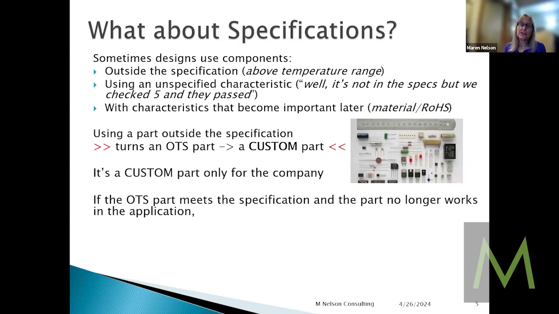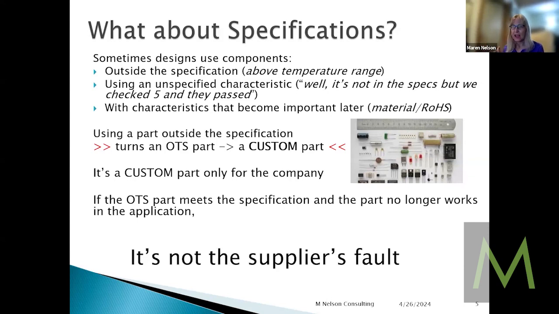So if the supplier makes a change and the off-the-shelf part they're shipping still meets their specification, but that part no longer works in your application because you're using it outside the spec, it's not the supplier's fault. It's not the supplier's problem. I have on numerous occasions had many people in the company say, but we're ordering the same part, we're ordering this off-the-shelf part. And when you dig into it, they're using it in a way that's not consistent with the specs. They've made it a custom part, but they're not treating it like a custom part.